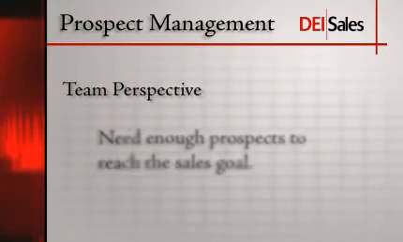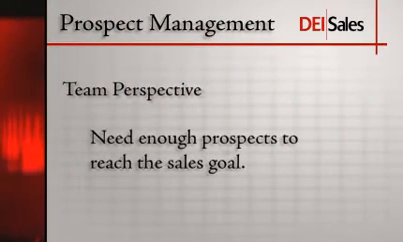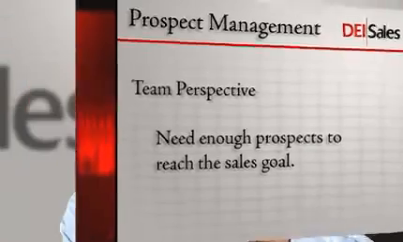For a team perspective, I want there to be enough prospects to give me my sales goal. Well, if I tally up the entire dollar value of all the real prospects, I end up with a big number. If I apply the right factor to that number, I can have a realistic forecast. When will those sales happen? Within my normal sales cycle.